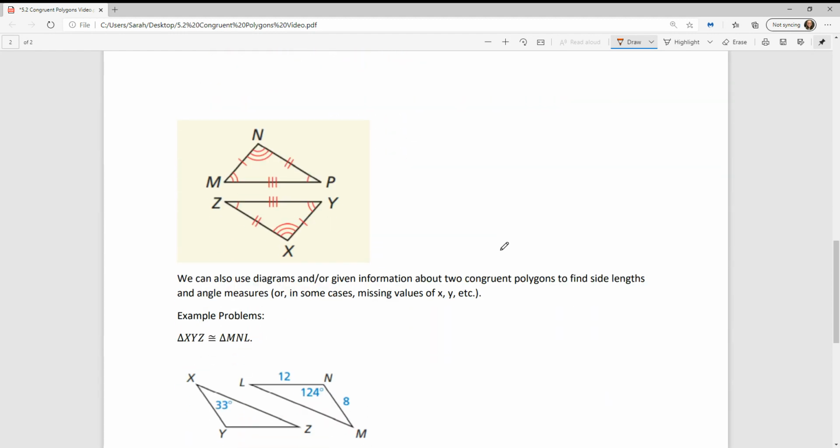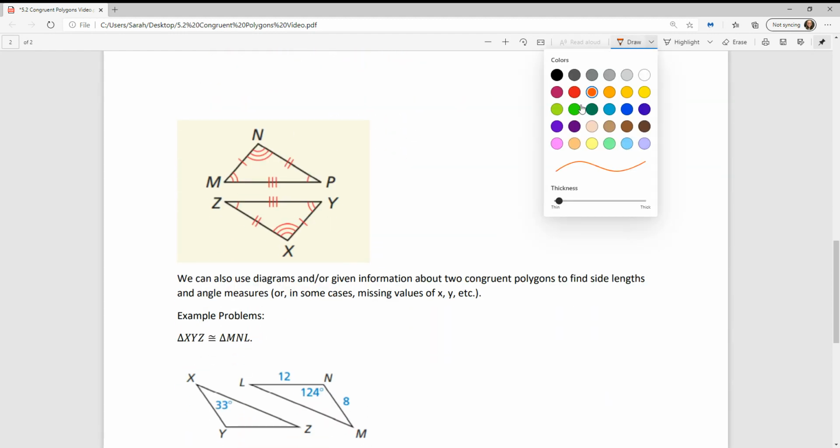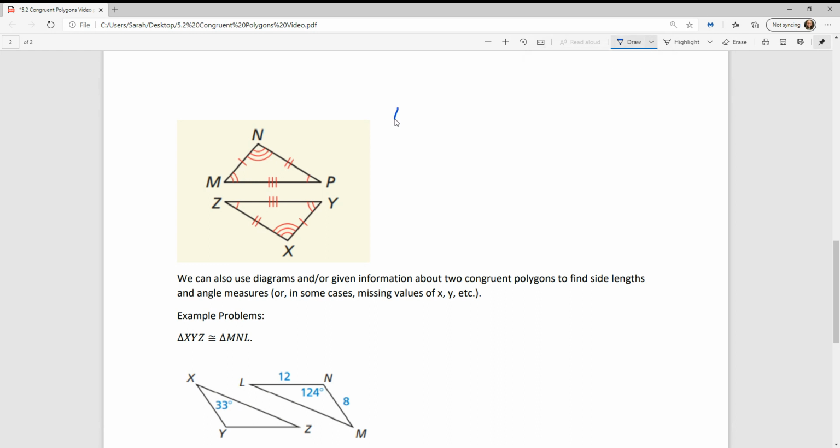Let's try one more. I'm going to start with our congruent statement. Triangle MNP. Again, you can pick whatever order you want. Is congruent to, now let's do the other triangle. We went from the angle marked with 2 to the angle marked with 3 to the angle marked with 1. So I'm going to do the same order here. 2, 3, 1 is triangle YXZ. So that takes care of our congruent statement.